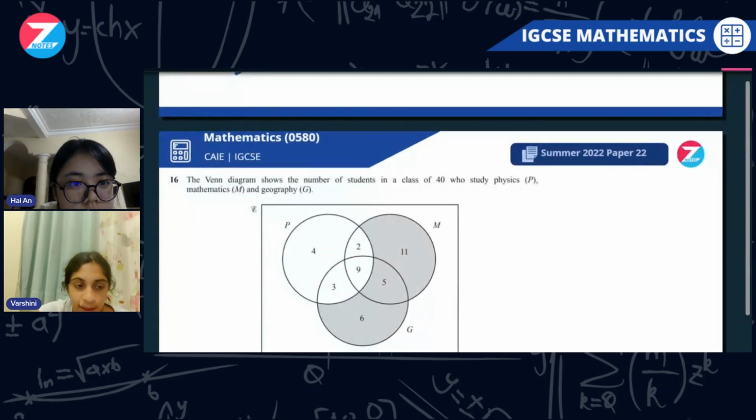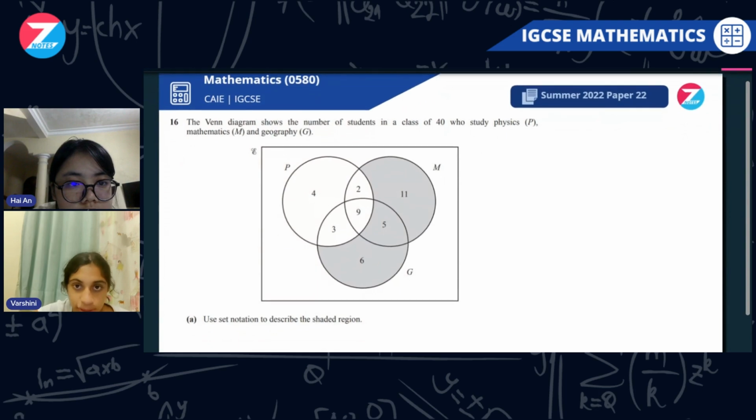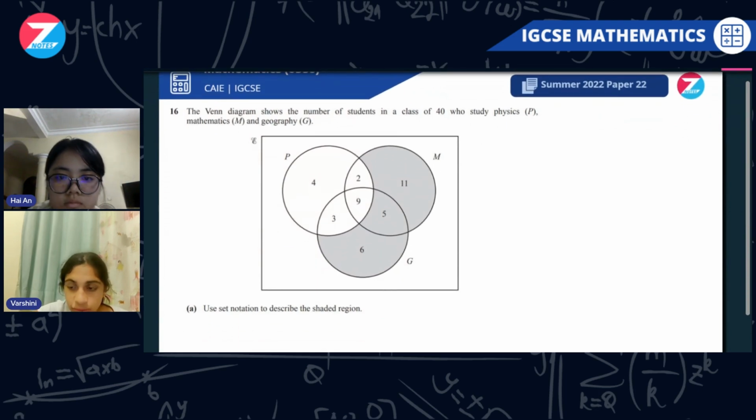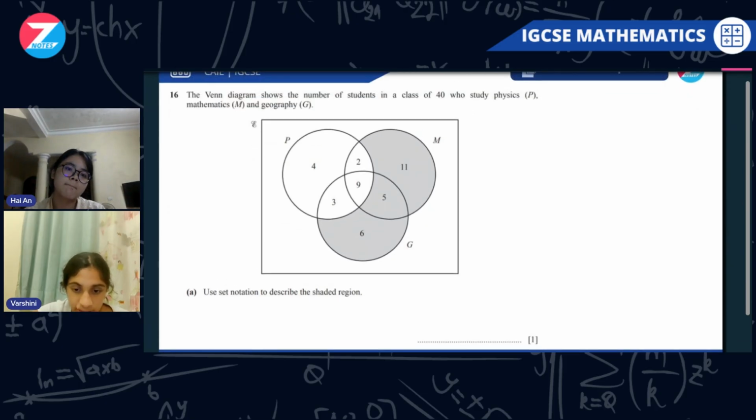Okay, the Venn diagram shows the number of students in a class of 40 who study physics, mathematics, and geography. Use set notation to describe the shaded region. Okay, so the shaded region is the whole of G. We can see it's the whole of G and the whole of M except for P.